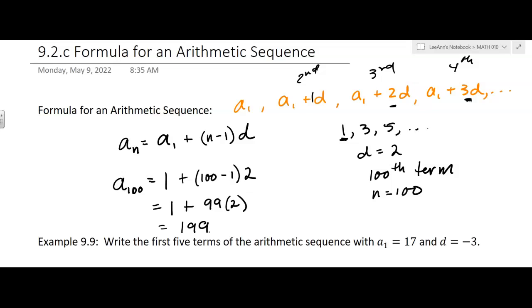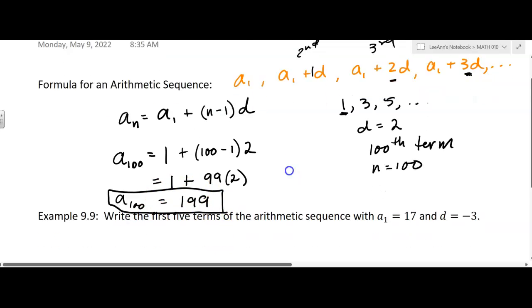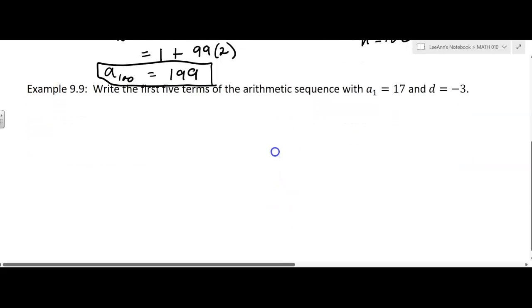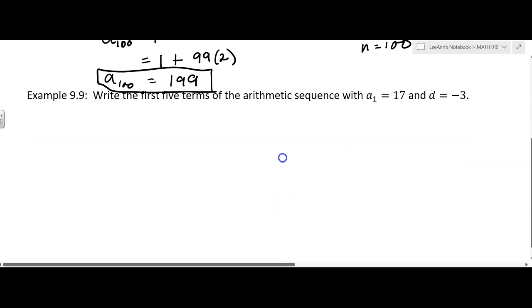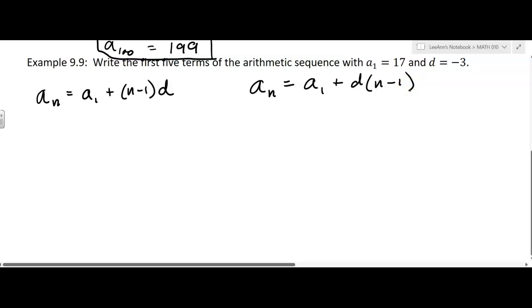Okay, yeah. So that would be then the 100th term, which probably makes some sense to you. It would be 199. Okay, so I kind of ran into the next problem, but that's what we're doing with this formula. Now, I'll write the formula again. They have it 2 ways in the book. They have it this way. That's not usually the way we see it, though. It's just a slight difference, but we usually see it like this. But either way, that's fine.